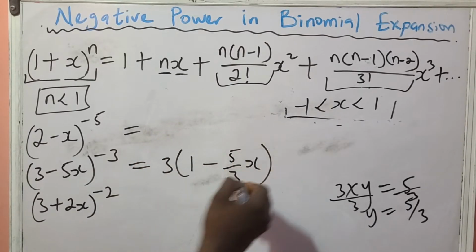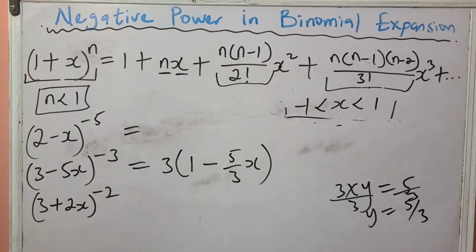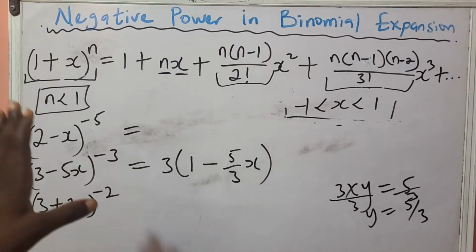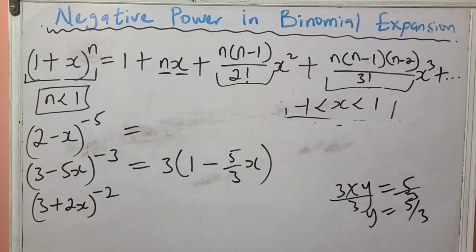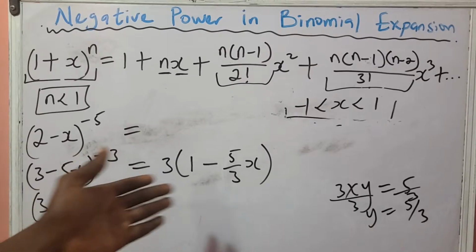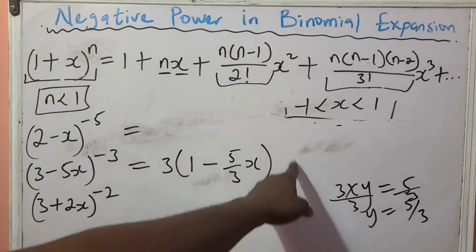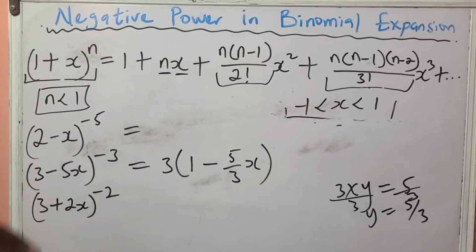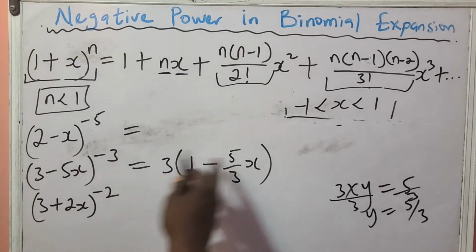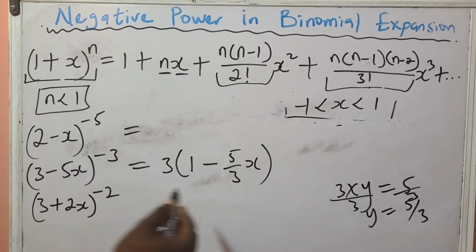Let's see if this is correct. Yes, I love the answers I'm seeing. You don't have to just hit your head on the wall. If you have done something wrong, you can easily find it out, because whatever I did here must always give me whatever is within here. So let me open this expansion and see if I'm getting 3 minus 5x. If I don't get 3 minus 5x, then I'm wrong.